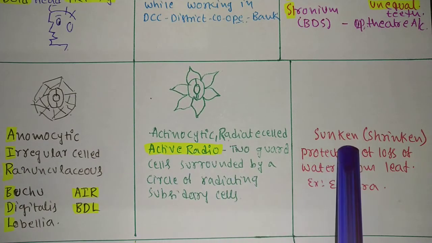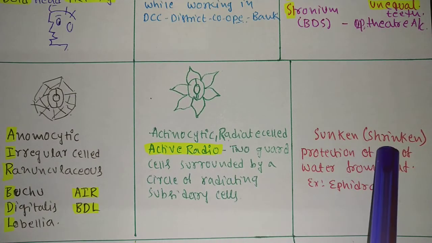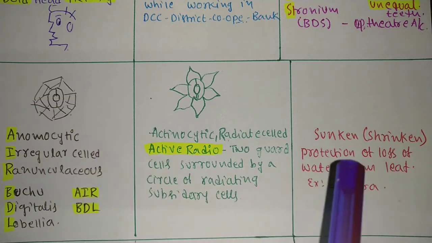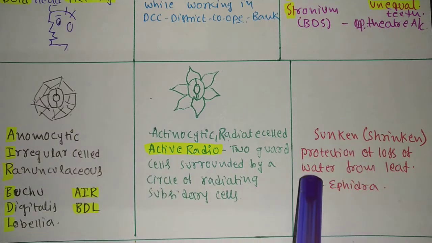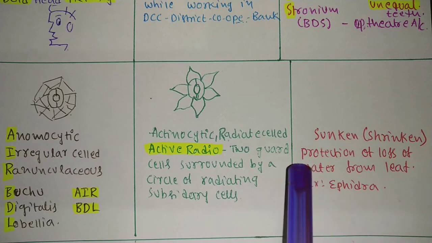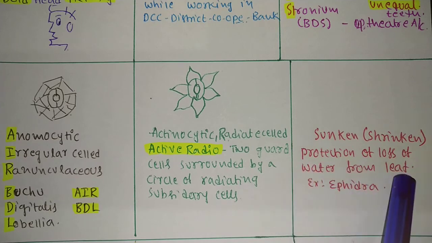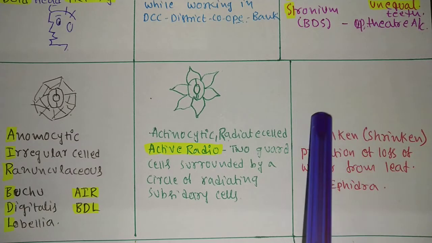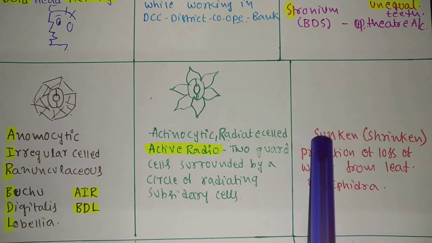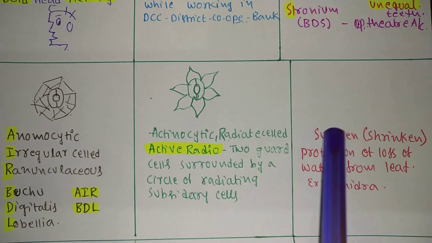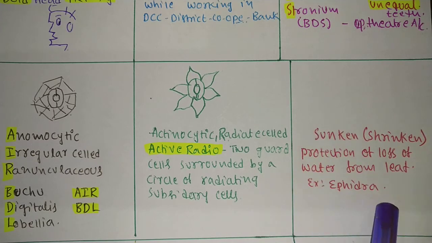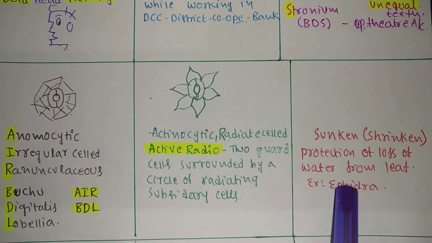Next is sunken stomata. I gave the word shrunken. Shrunken means it will get shrunk. Sunken stomata protect against the loss of water from the leaf. It mainly protects, and it prevents the loss of water. Example is ephedra. This is also very important. Sunken, ephedra is also important.